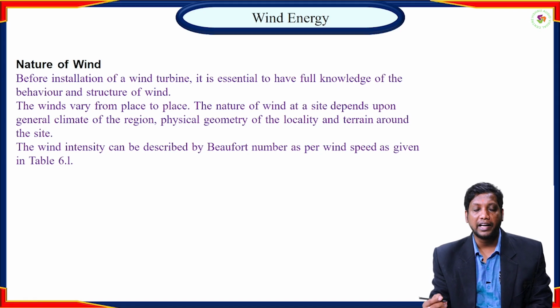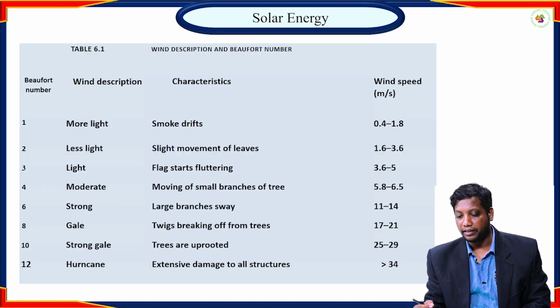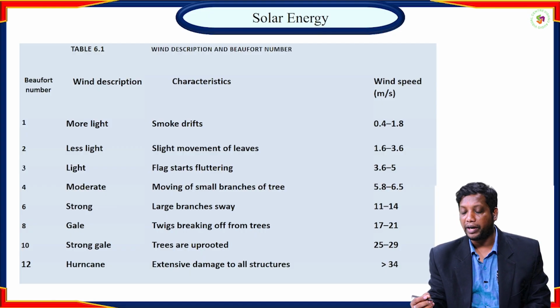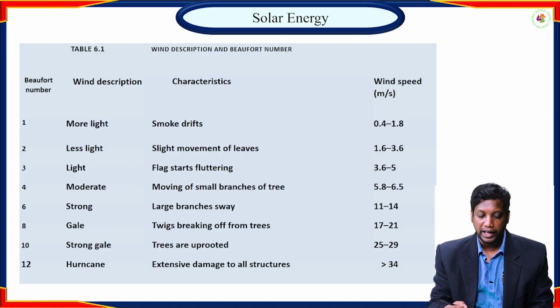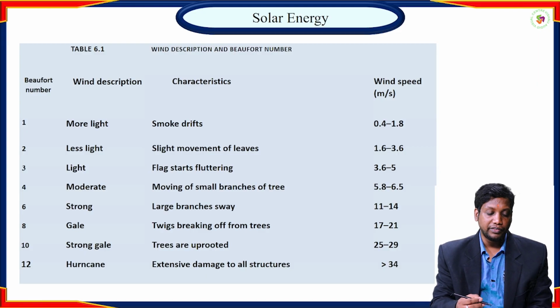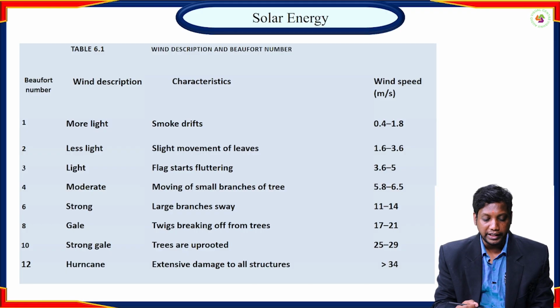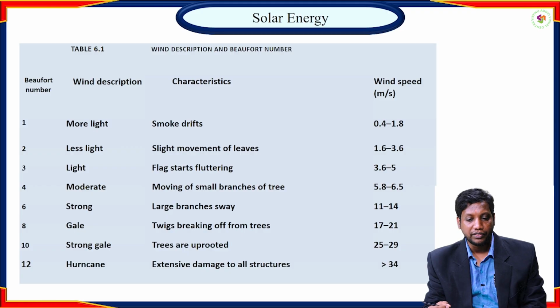We can use different kinds of wind turbines. So if we consider the wind speed in meters per second at various levels, 0.4 to 1.8 is smoke drift, and the wind description is more light; 1.6 to 3.6 meters per second is less light, and 3.6 to 5 meters per second is classified as light. Similarly, the wind velocity will be classified as moderate, strong, gale and hurricane. So these are the various classifications of the wind speed.